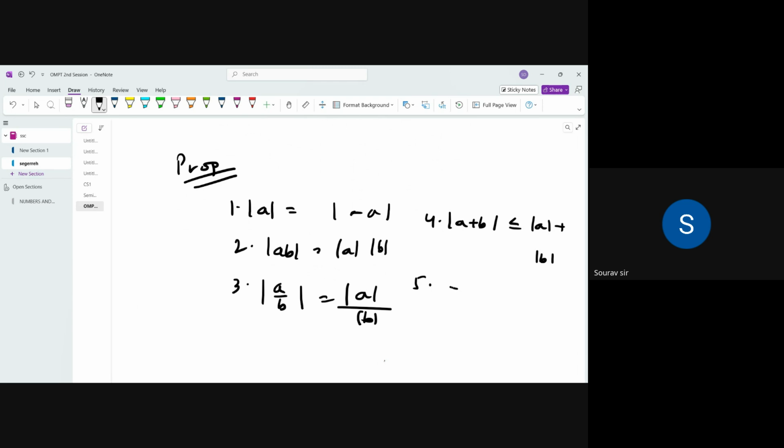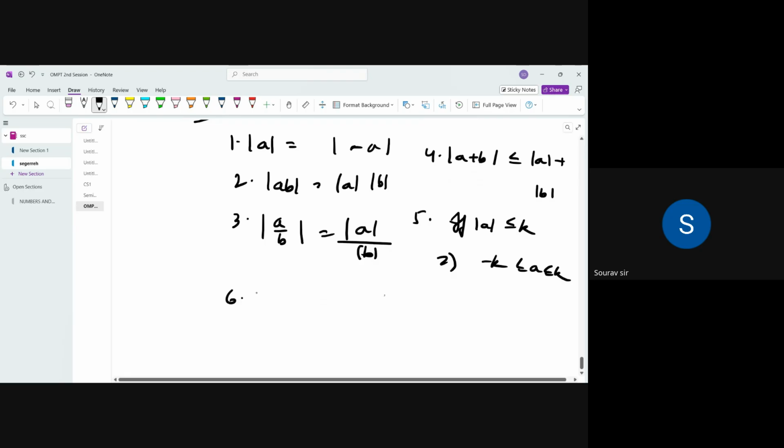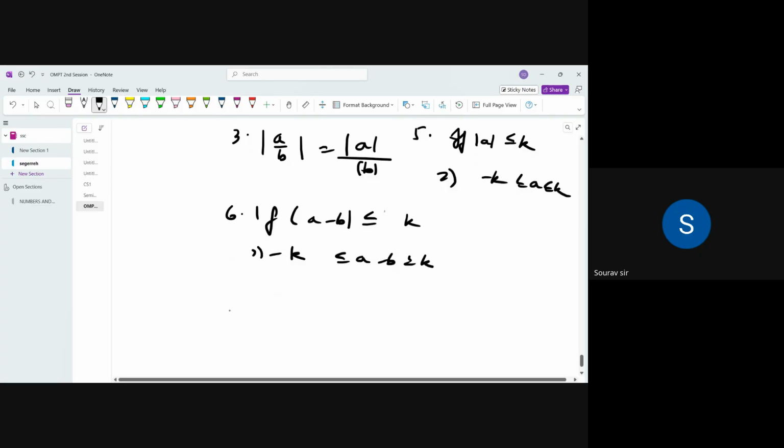Fifth, say if |a| is less than or equal to k, then minus k is less than or equal to a, which is less than or equal to k. Or if |a minus b| is less than or equal to k, then minus k is less than or equal to a minus b, less than or equal to k. So b minus k is less than or equal to a, which is less than or equal to b plus k. Are they clear? Okay.